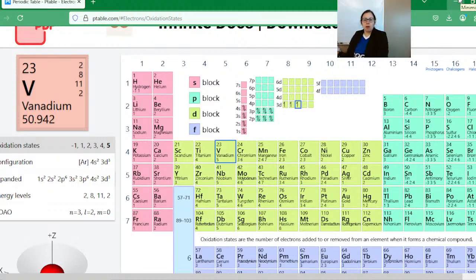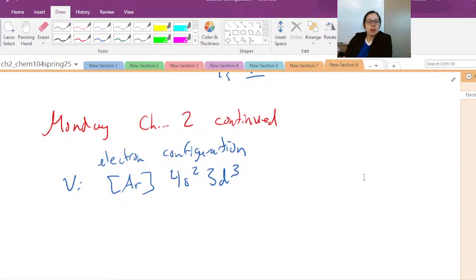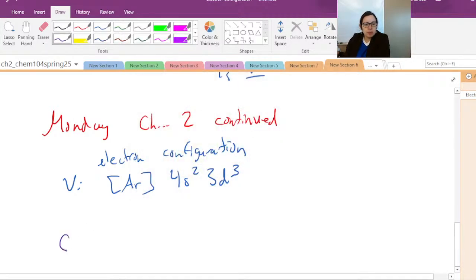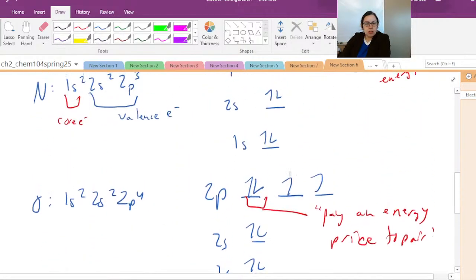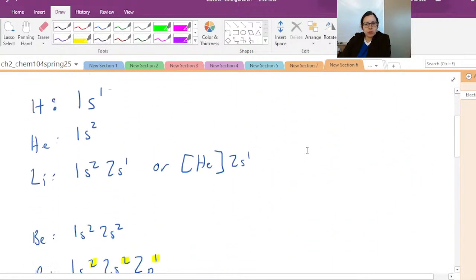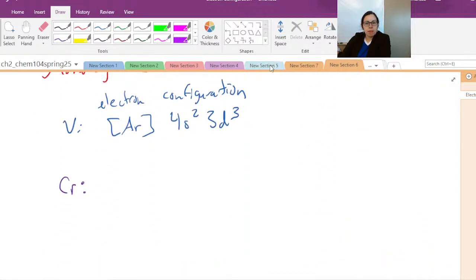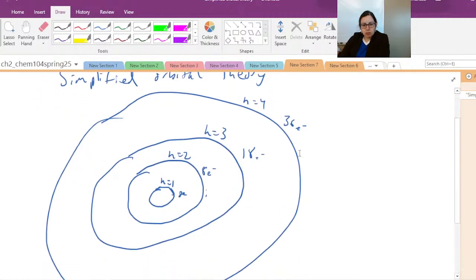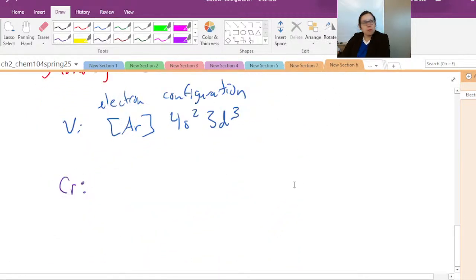So now let's look at chromium for a second. And we can just write out, let's just try its expected electron configuration. So it's right next door to vanadium. So what do you expect it would be? Just go ahead and write it out.